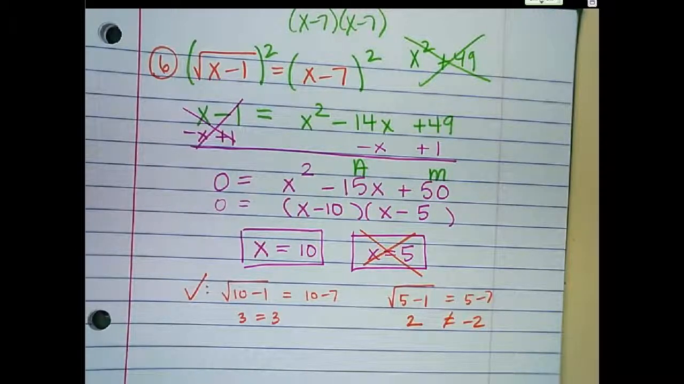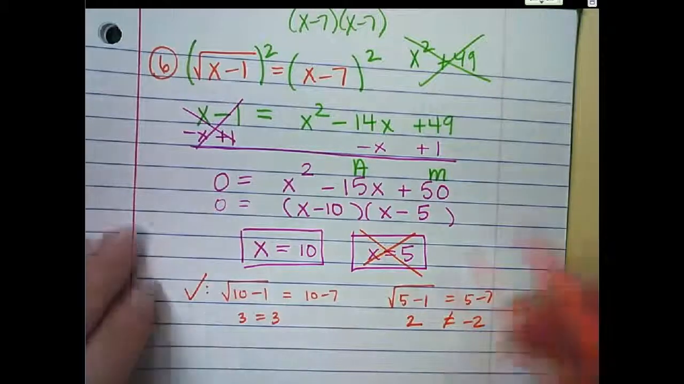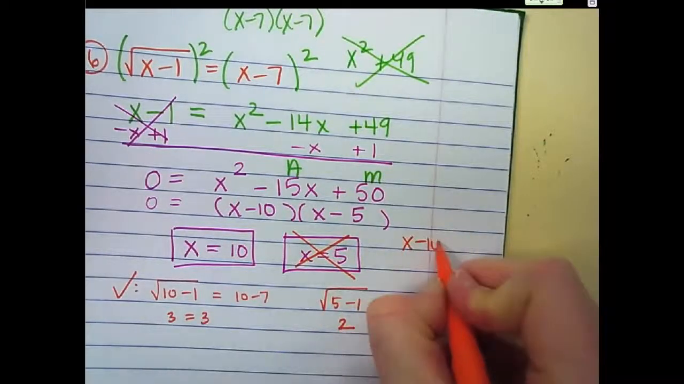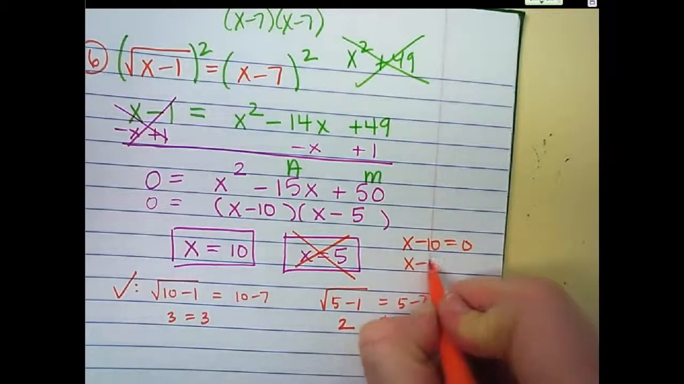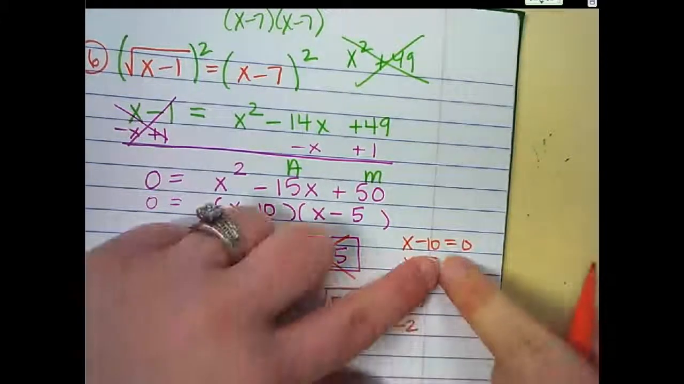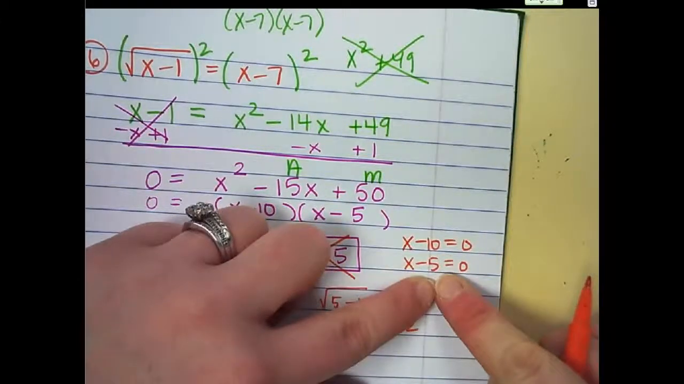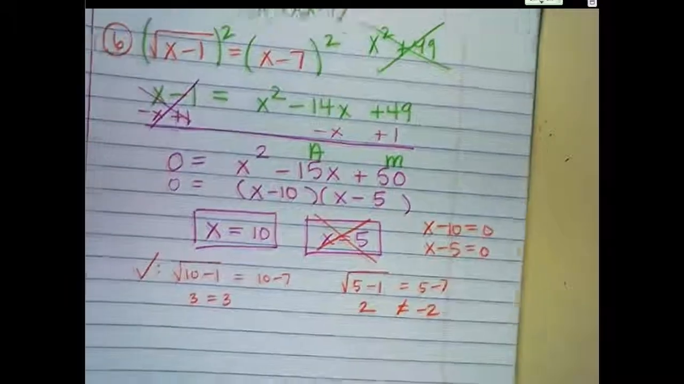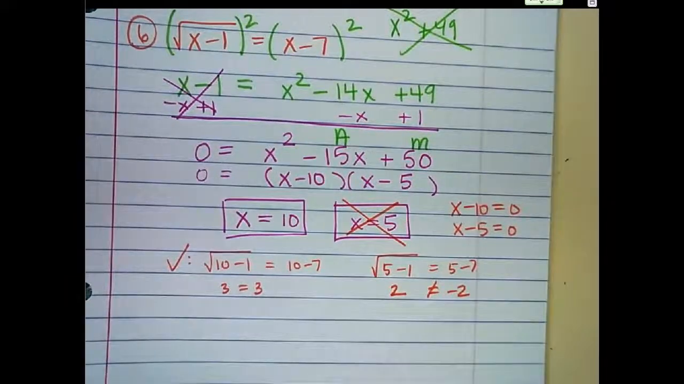So the step I'm skipping is this: x minus 10 equals 0, x minus 5 equals 0. So here I'm adding 10 over, and here I'm adding 5. Questions on number 6? Okay, next one. Can I go to number 7?